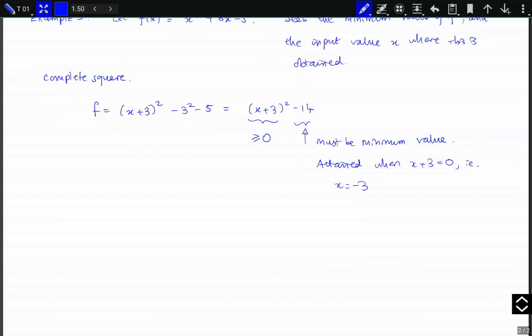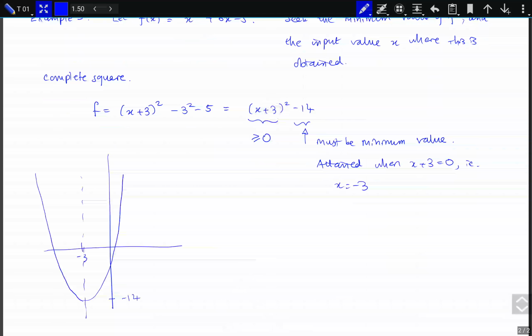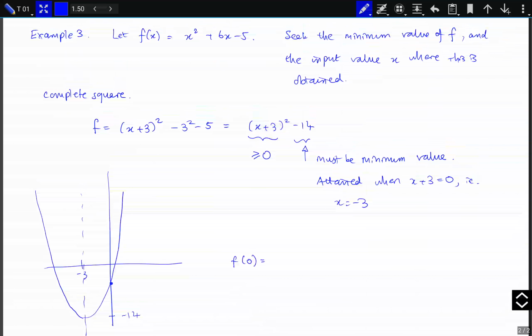So the picture would be something like, here's a sketch. At minus 3, it reaches the value of minus 14. And note that there's a symmetry along this axis, because this term is symmetric. Let me see if I can draw this roughly correct. It looks something like this. And here we know when x is equal to 0, these terms vanish and it's minus 5. So this is a graph of this function.